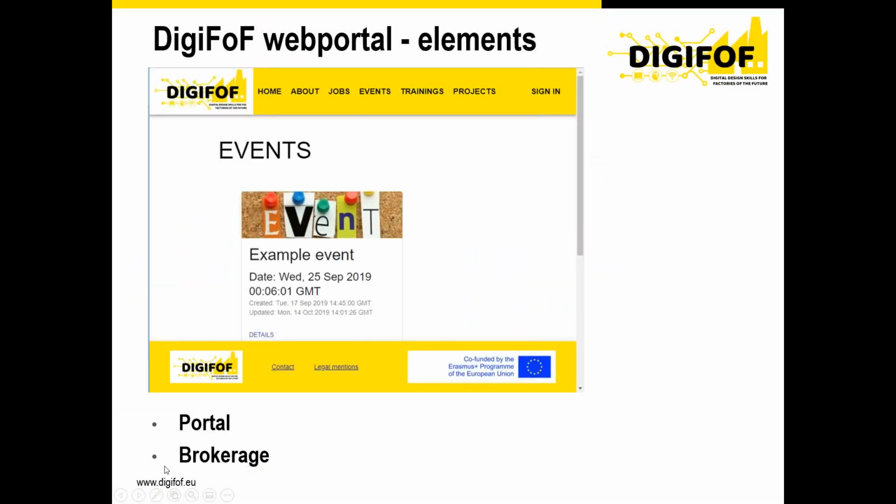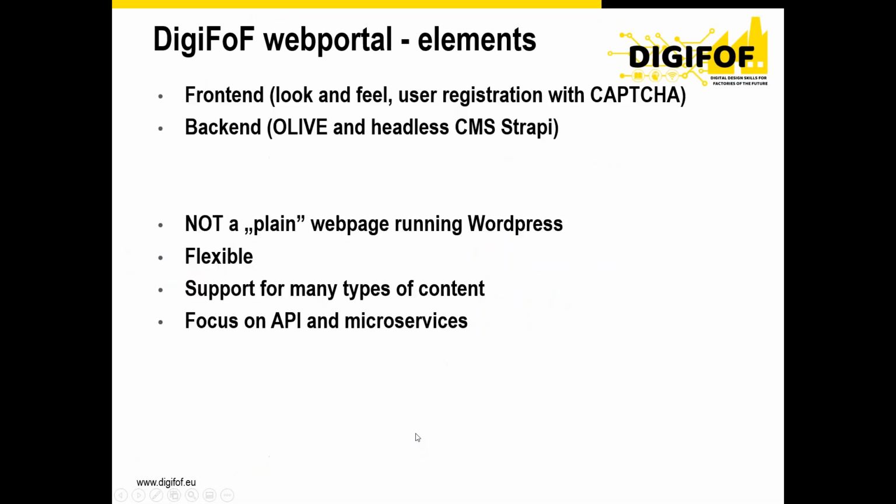As I told you, we have two parts, portal and brokerage. And now, how does it look from a technical point of view? Since we want to achieve such a level of cooperation, we cannot use just a plain web page running WordPress or Joomla or any content management system that you could be using at your company or university. Instead, we have two elements for each of those, so for portal and for brokerage. Each of them consists of two elements.